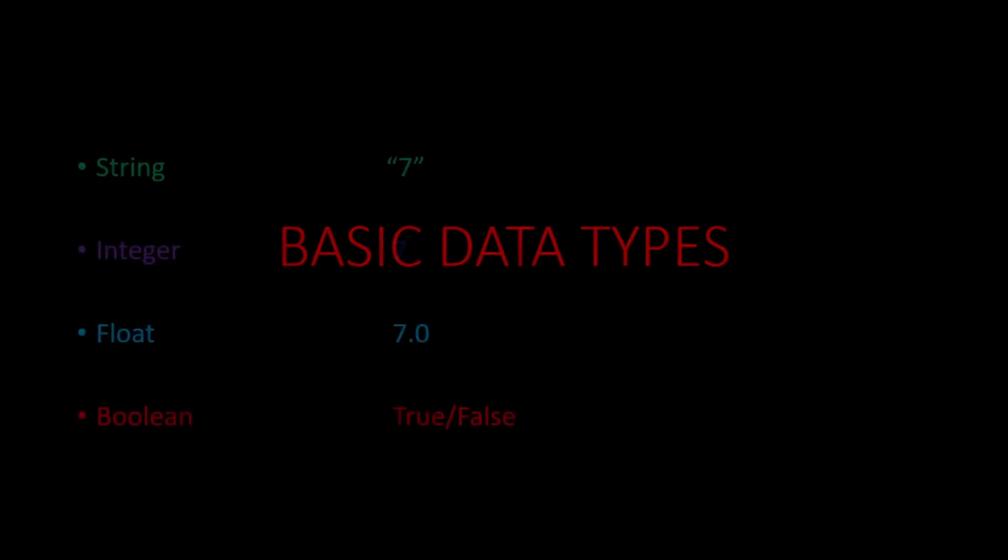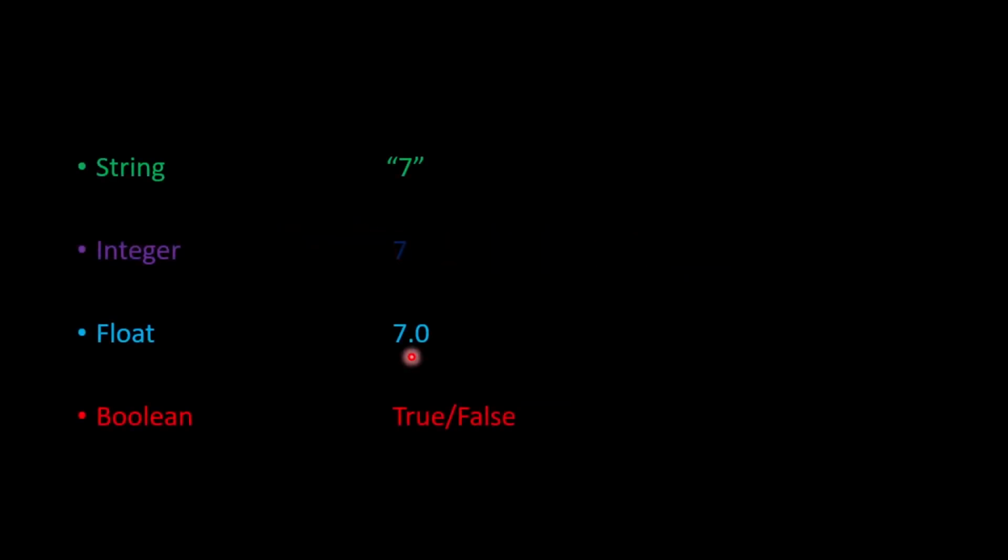Today's topic is the basic data types. There are 4 basic data types in any programming language. String, which we have explored pretty much in the previous lectures. Integer is basically any numerical value or any number. Float is a fractional value in a decimal form like 7.0, 6.3, 2.2, etc. Boolean data type gives us the true or false.